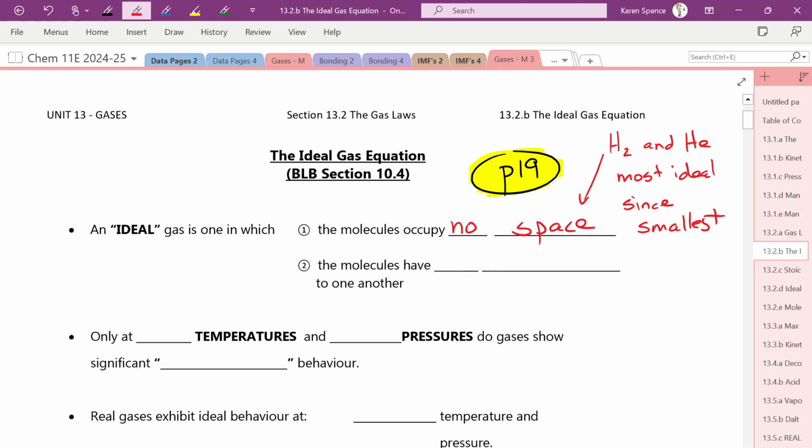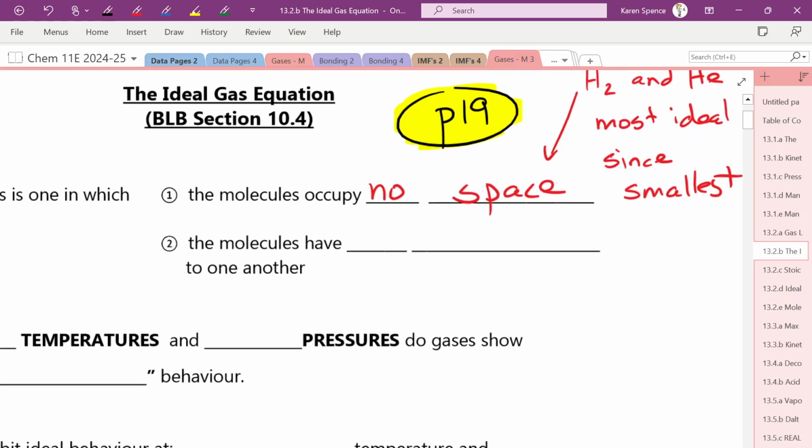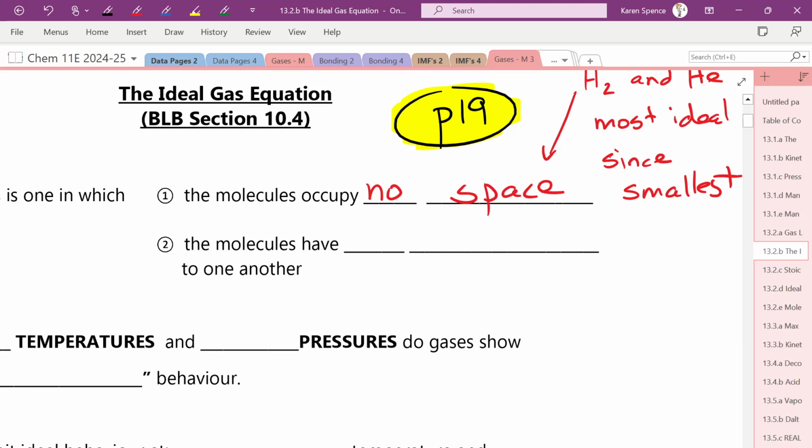And they also have something to one another. I'll give you a hint. This word's no. No attraction. So again, who would be good candidates for having very, very little attraction to each other? Hydrogen and helium, right? Because they are nonpolar, so they don't have dipole-dipole forces. They only have LDFs, right? And they're small, so their LDFs would be minimal. Yes?